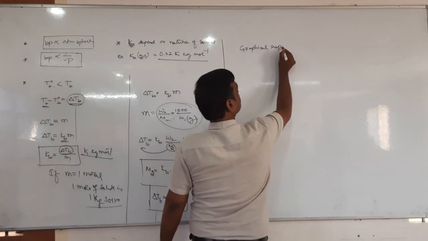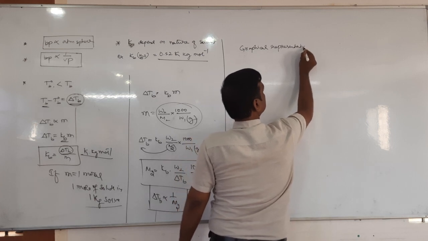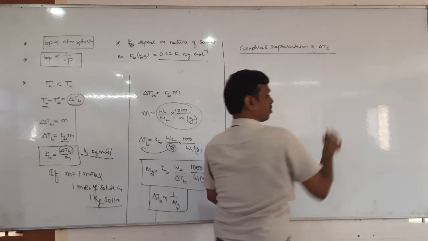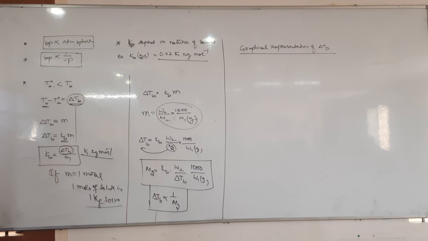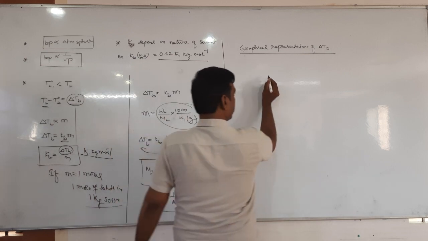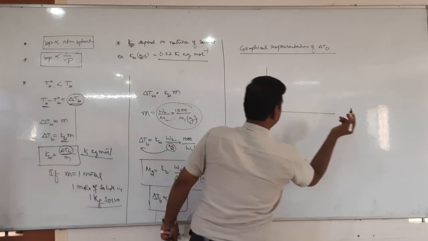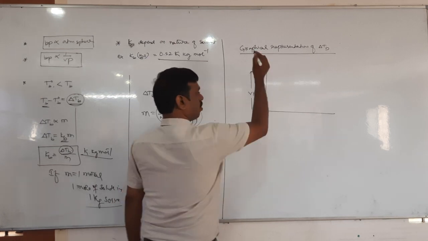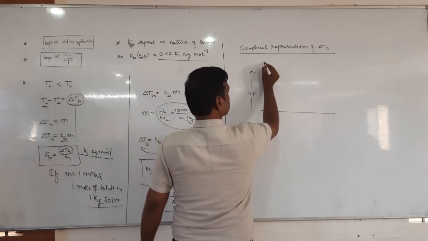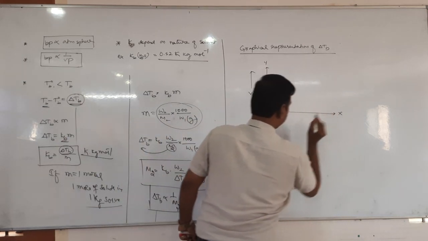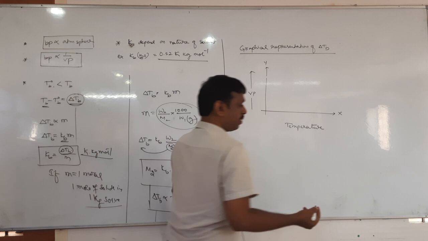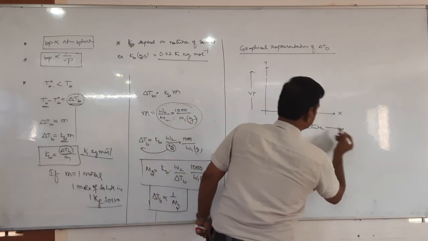Graphical representation of delta Tb. Okay, tell me, a graph is plotted between vapor pressure versus temperature. Let us take vapor pressure on y-axis. On x-axis you can take temperature. So temperature on x-axis, vapor pressure on y-axis.